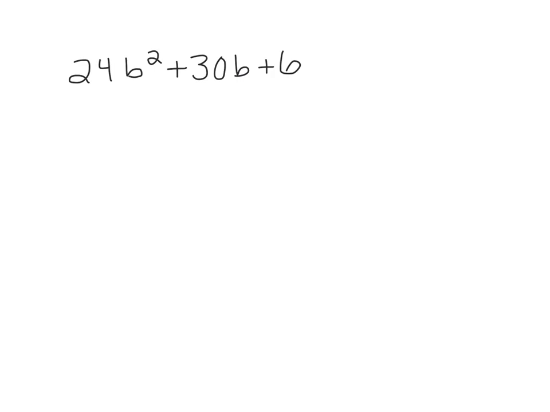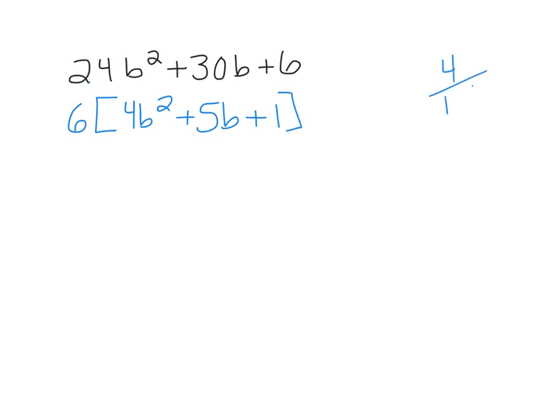Alright, the greatest common factor of 24, 30, and 6 is 6. So we can take a 6 out, and we're left with 4b squared plus 5b plus 1. And this is great because instead of using the AC method with 24 and 6, we just have to use 4. Factors of 4 are pretty easy. 1 and 4, 2 and 2.